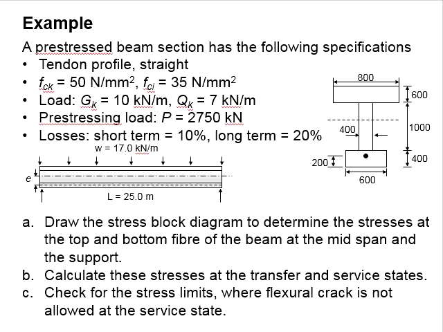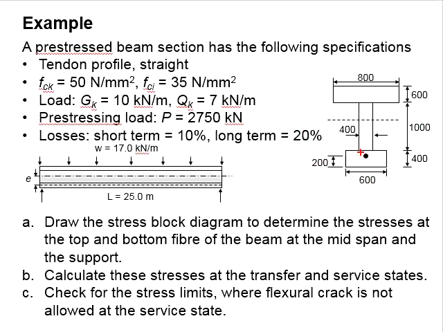Let us try an example to check for the stress limit of a pre-stressed beam. The beam is simply supported over a 25 meter span. It is subjected to a UDL of GK 10 kN per meter and QK 7 kN per meter. The dimensions of the cross section are given here.